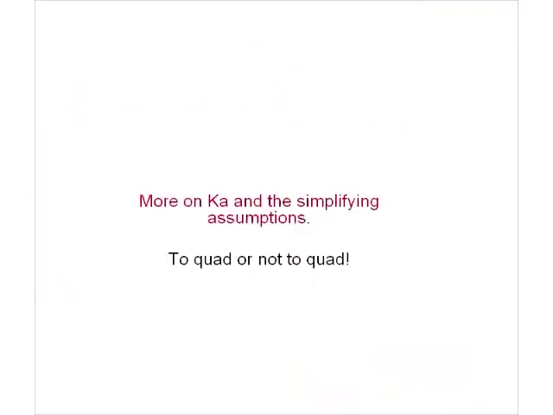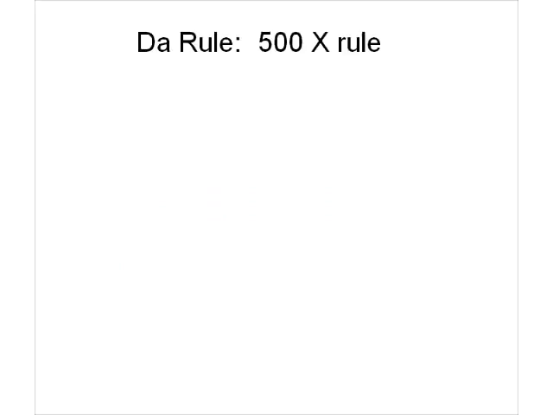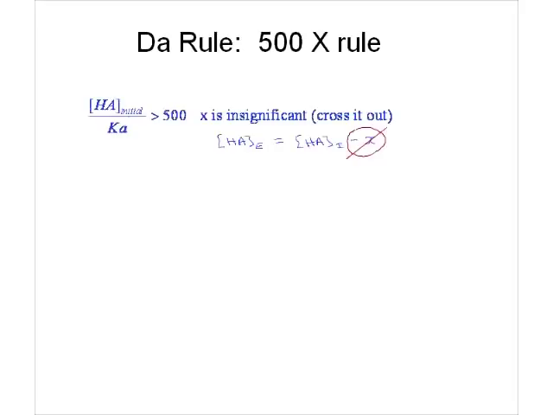Okay, here we go. More on the simplifying assumption, to quad or not to quad. I'm going to have to show you guys how to do a quadratic here, because sometimes they show up on the public exam. So let me just show you a couple here. And again, just to quickly review the 500 times rule, this is what we just did over here. We're saying, okay, if the initial concentration over the Ka value is greater than 500, X is insignificant. Cross it out.